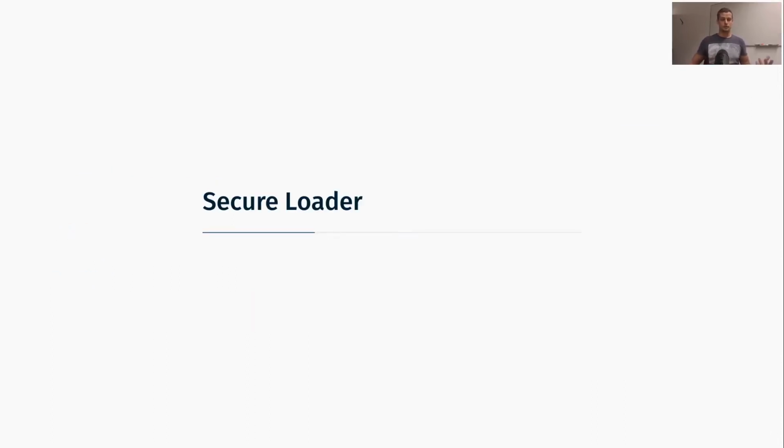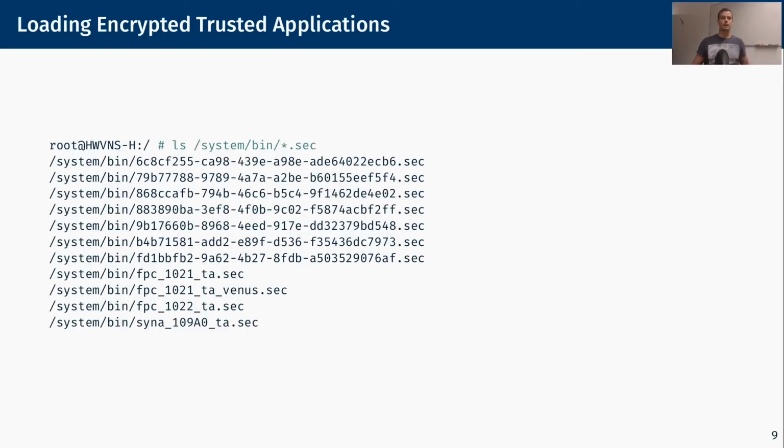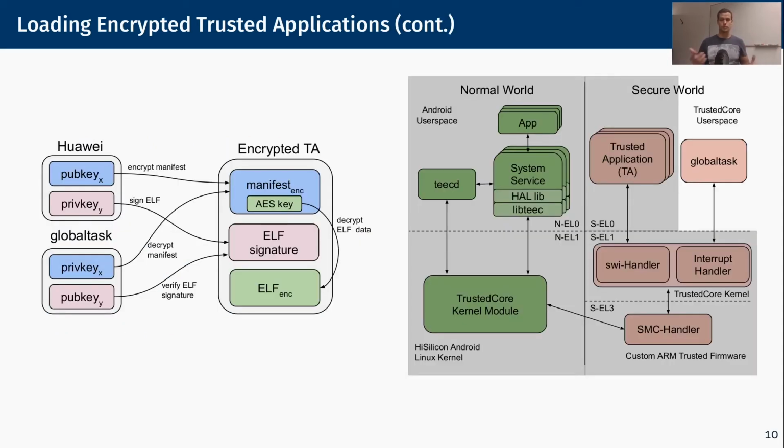Okay, now that we have covered this architectural overview, we're going to look into the secure loader and how this global task init process manages to load new trusted applications into the TEE. So, when you look at the file system, you can find some trusted applications there that are encrypted, and they can be loaded into the TEE. And we reverse engineered how global task manages this loading process.